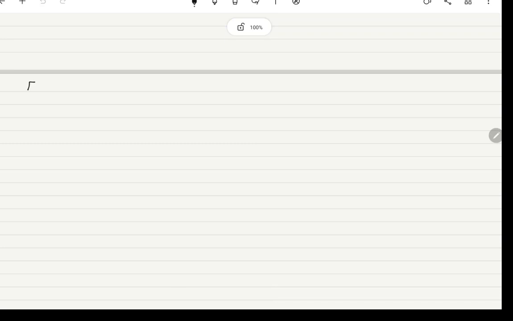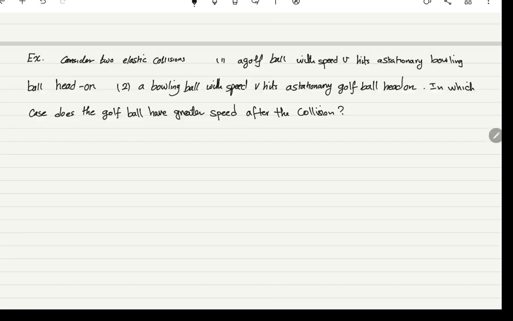Example: consider two elastic collisions. A golf ball with speed v hits a stationary bowling ball head on. The other case, a bowling ball with speed v hits a stationary golf ball head on. In which case does the golf ball have a greater speed after the collision? Now let's see this model here.